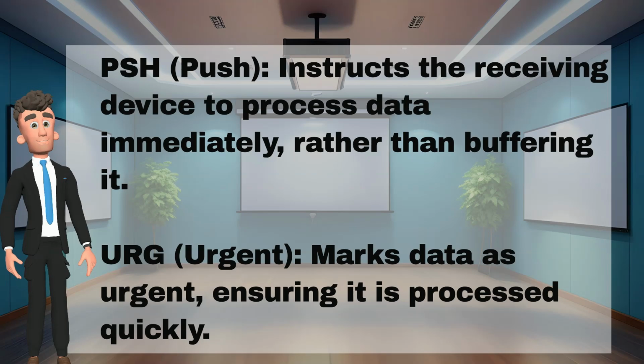PSH means push. Push means without buffering the content, send all the buffer data immediately. A buffer is a temporary storage location. It simply means don't keep anything in the memory now, just immediately give it for processing. And URG means urgent. The urgent flag shows it should be processed immediately without queuing.